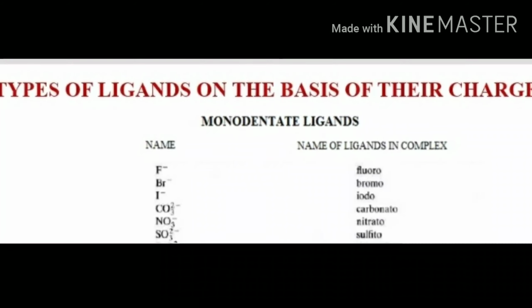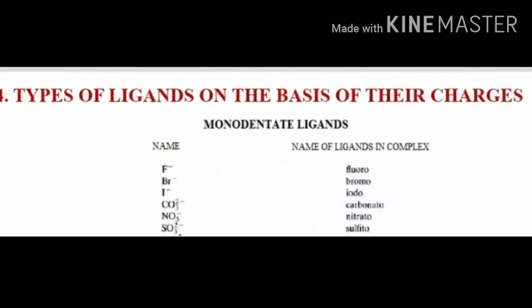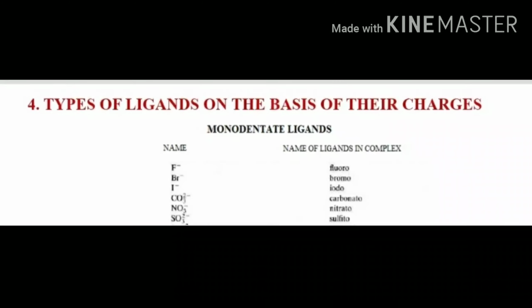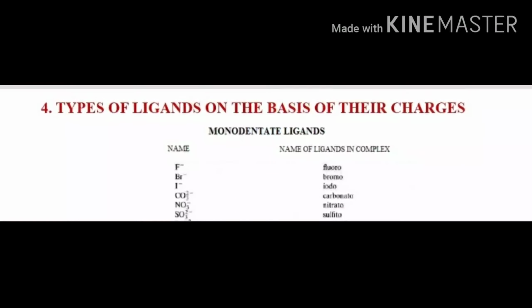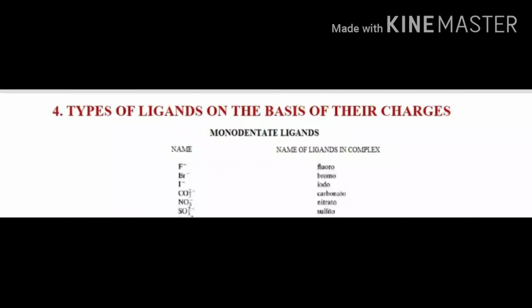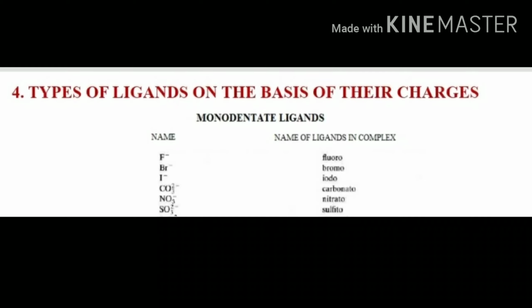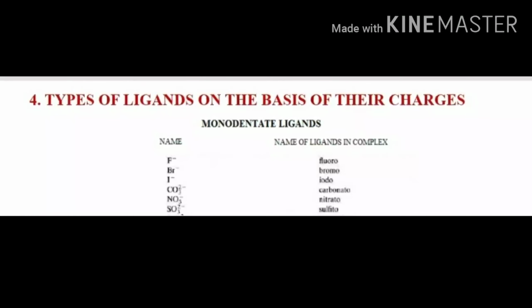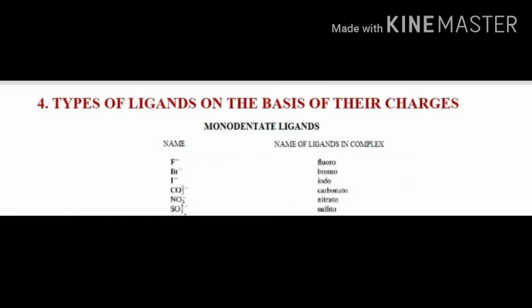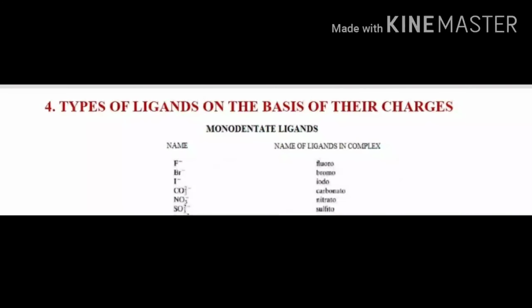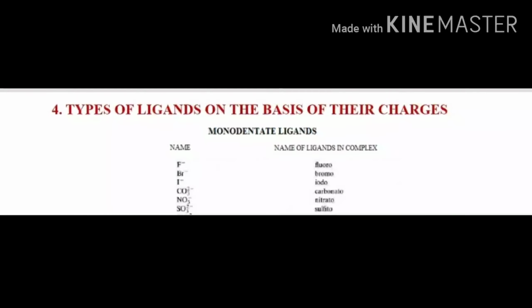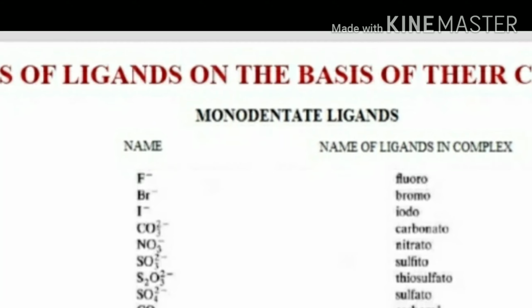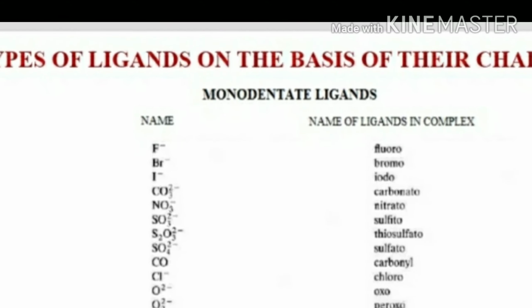The fourth one is types of ligands on the basis of the charges. Actually, these are monodentate ligands, and most of them are negatively charged and some are neutral. How do they get their names when they are bonded with the central metal ion? The common name you see is fluoride, F minus, but the name of the ligand in the complex is fluoro. Bromide ion is known as bromo, iodide ion is known as iodo.